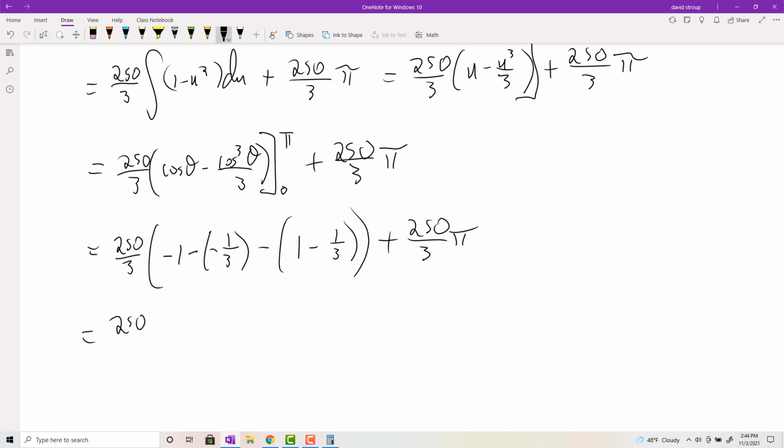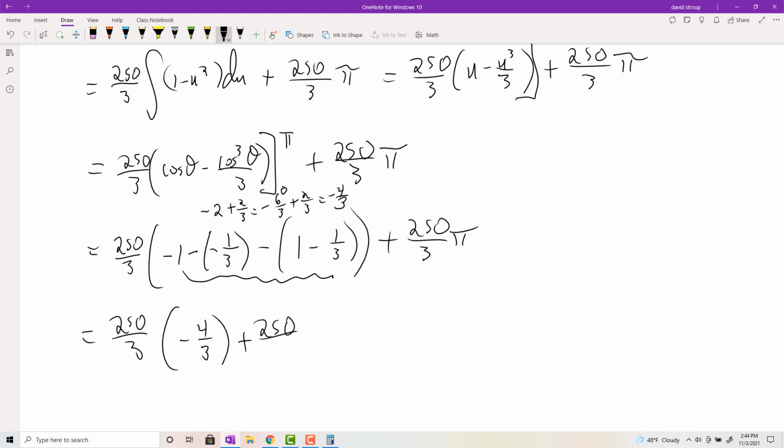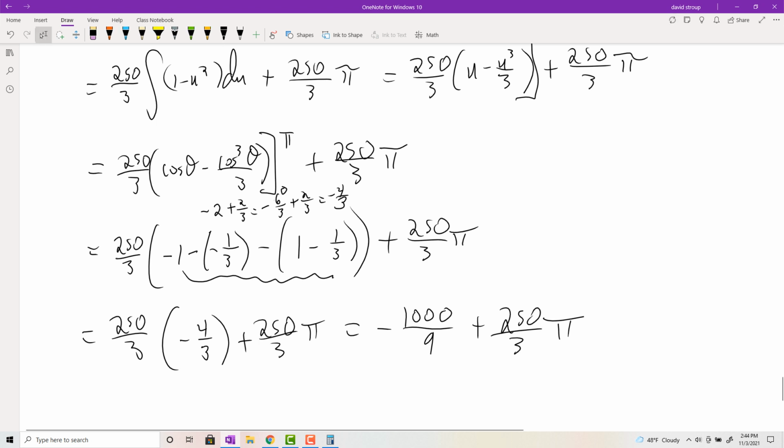This will be 250 over 3 times all of this junk, right? So that would be negative 2 plus 2/3, which is negative 6/3 plus 2/3, which is negative 4/3, plus 250 thirds over 2 times pi, which will equal a negative 1,000 ninths plus 250 over 3 pi. Okay. All right. Was that the answer?